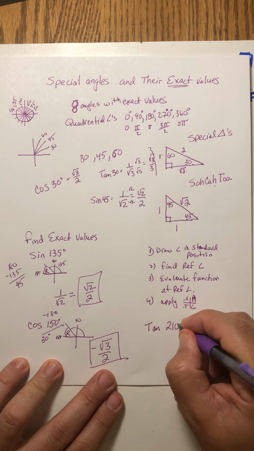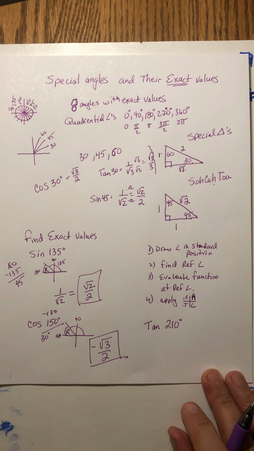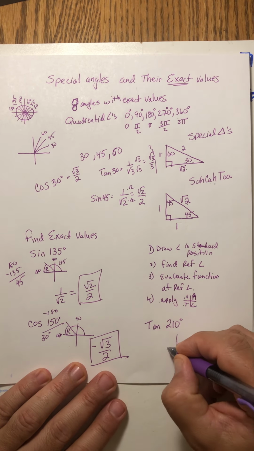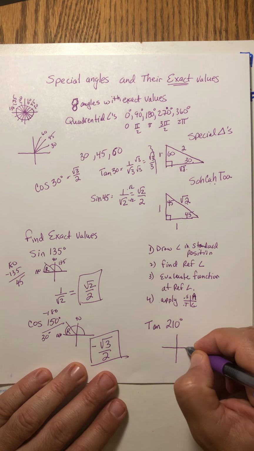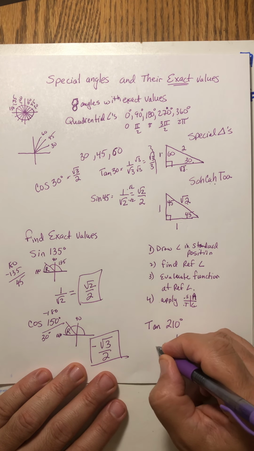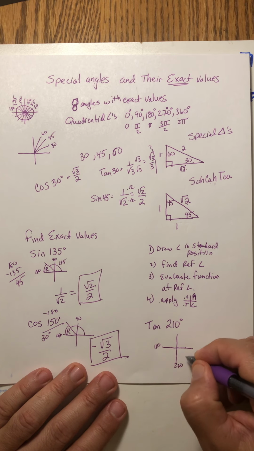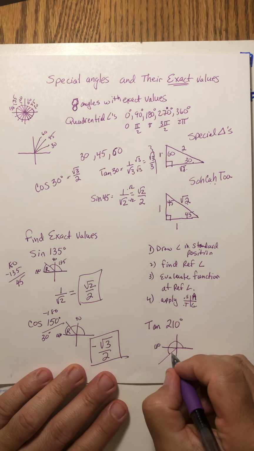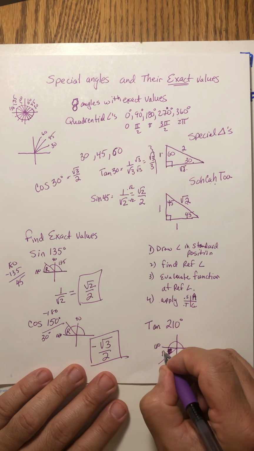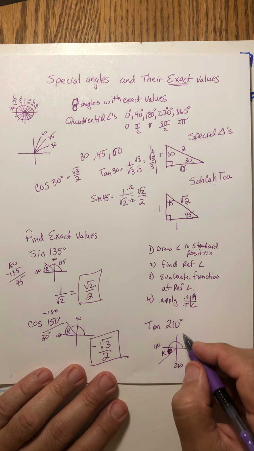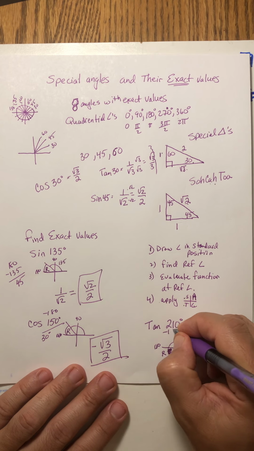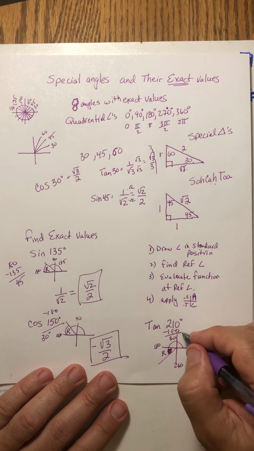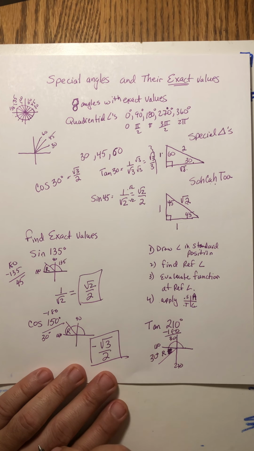Tan of 210 degrees. Okay. Draw your angle in standard position. 210. Well, there's 180. Here's 270. We're in here somewhere. Here's the reference angle. So all I have to do is subtract from 180. That gives me 30. So we're looking at a 30-degree angle.